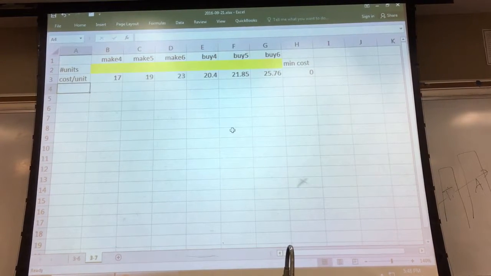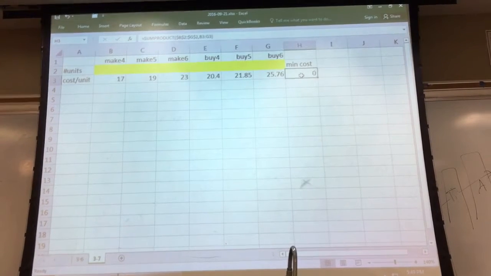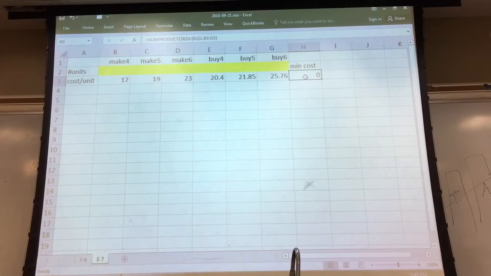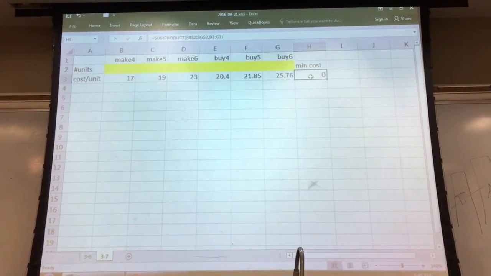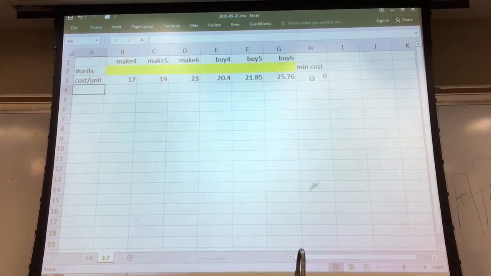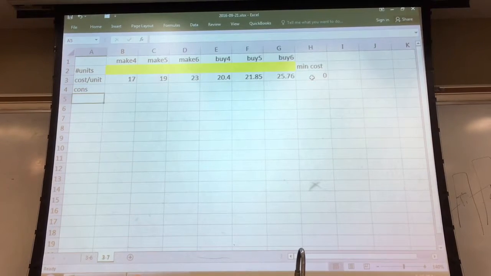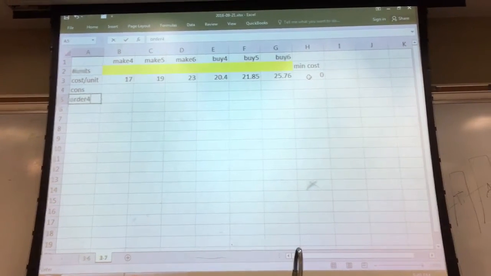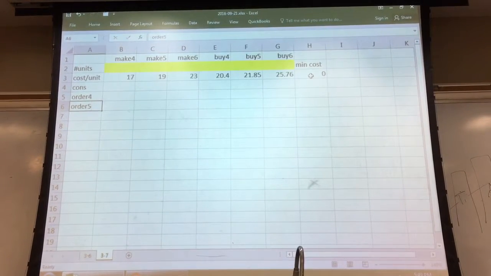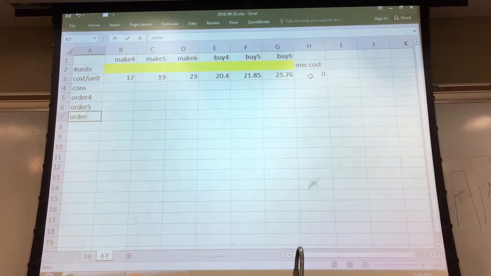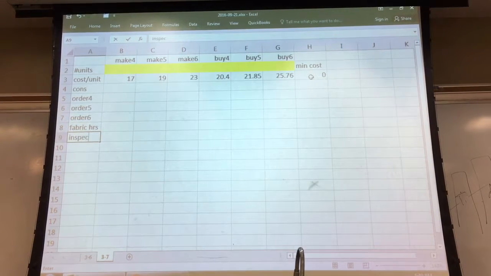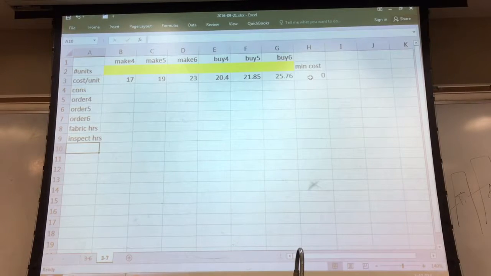Okay, now I have my constraints. So here I got my sum product. Give me a second, I gotta put my check. Okay, I'm lazy. Now, here's my constraints. Now, I have the order of the 4, the order of the 5, the order of the 6. So far, so good. Now I got my fabric hours, and I got my inspection hours, okay?